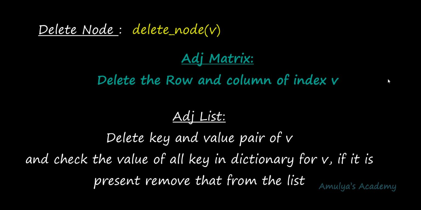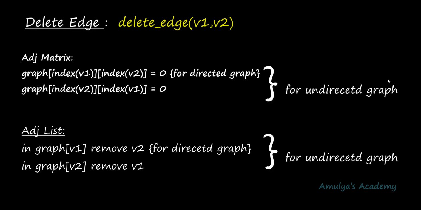When we want to delete a node, we need to follow this step. First check whether that node is present or not. If node is present, then delete that node. While deleting an edge, you need to check whether the given two vertices are present in the graph. If it is present, then we need to delete the edge from the graph. Okay, so this is about the deletion operation.